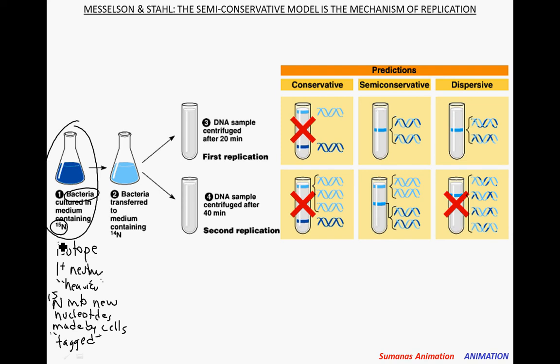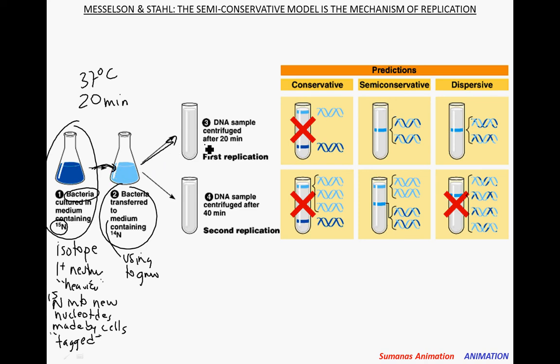So they take these bacteria that have been cultured in heavy nitrogen, and they then transfer them into a medium that contains light nitrogen. This medium is a growth medium that these cells use to grow. It has sugars and proteins, and also a source of nitrogen for these bacteria to make their own new nucleotides. They know that these bacteria replicate in ideal conditions, at 37 degrees C, about every 20 minutes. So they transfer those bacteria in, wait 20 minutes, and then take a sample out.